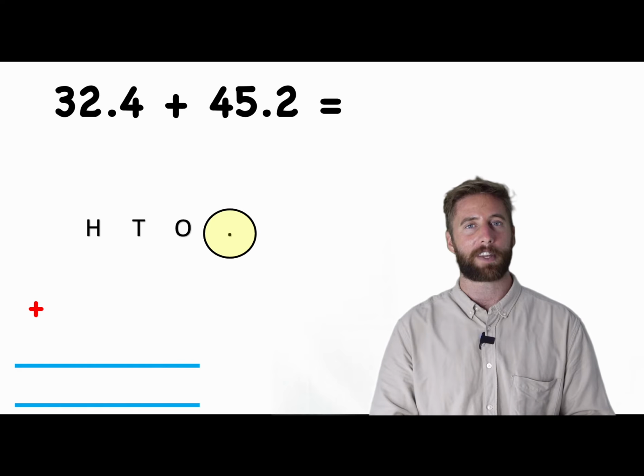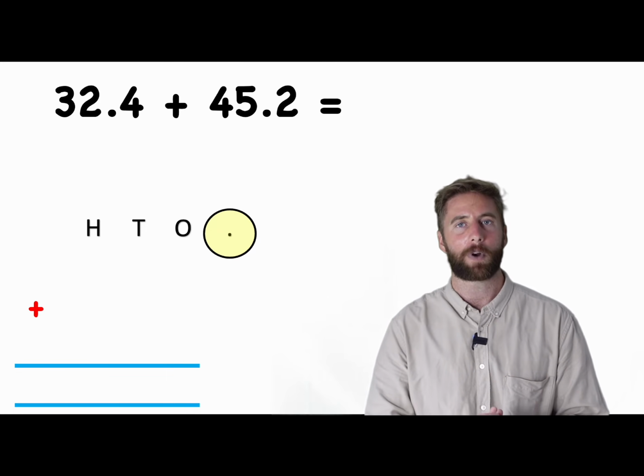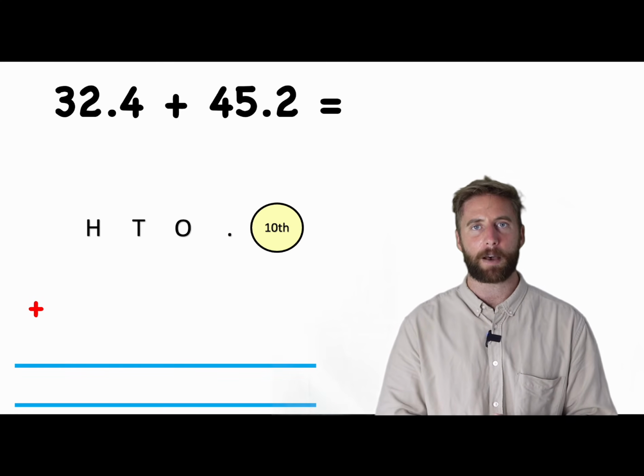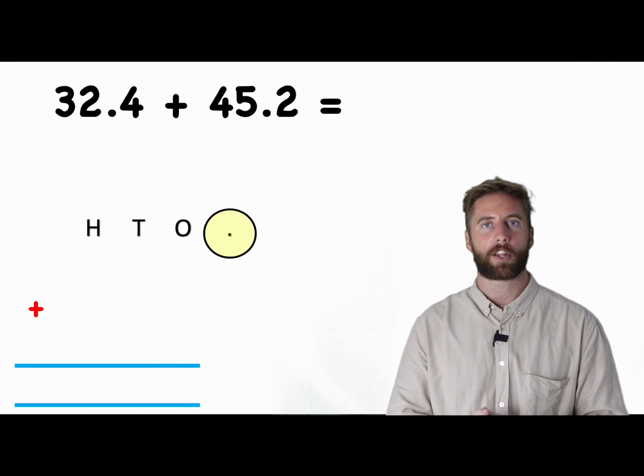Because sometimes we have decimals, and decimals are even smaller than ones, so therefore we need to add those first because they have a smaller value. Okay, so how are we going to lay this out properly then? Well, I'm going to add the decimal point to my titles at the top of my place value.